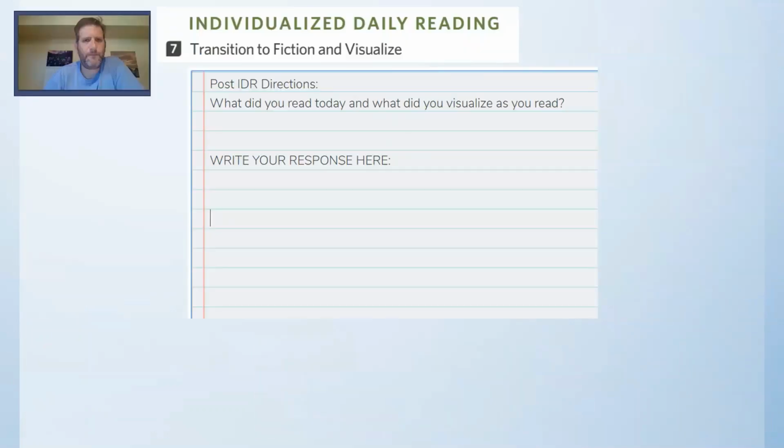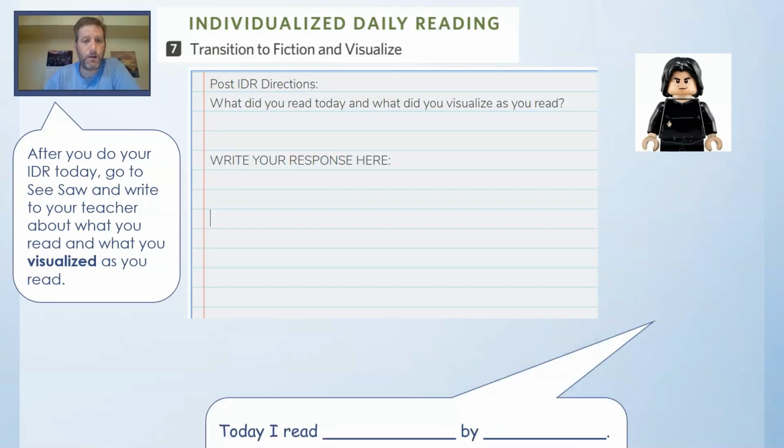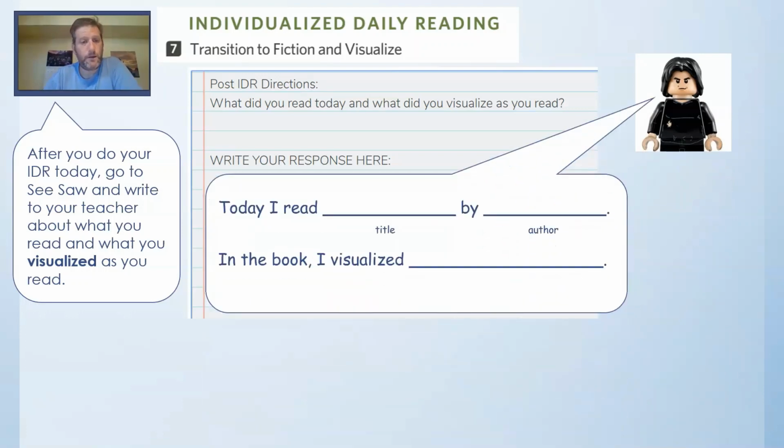Thank you, guys. Okay, readers, it's time for your individualized daily reading for today. We are going to be transitioning to fiction, and we'll be thinking about visualizing. So, I want you to go back to Seesaw after you read, and I want you to tell your teacher what you read today and when you visualized as you read. And Ben here is going to give you a couple sentence stems to help you with that. So you should be telling your teacher the name of the book and the author, and also what you visualize in that movie in your mind.